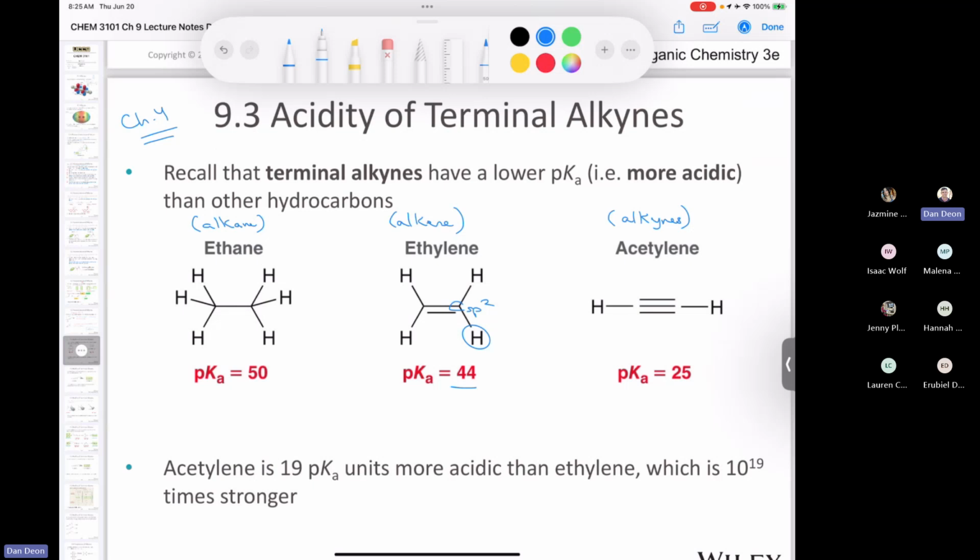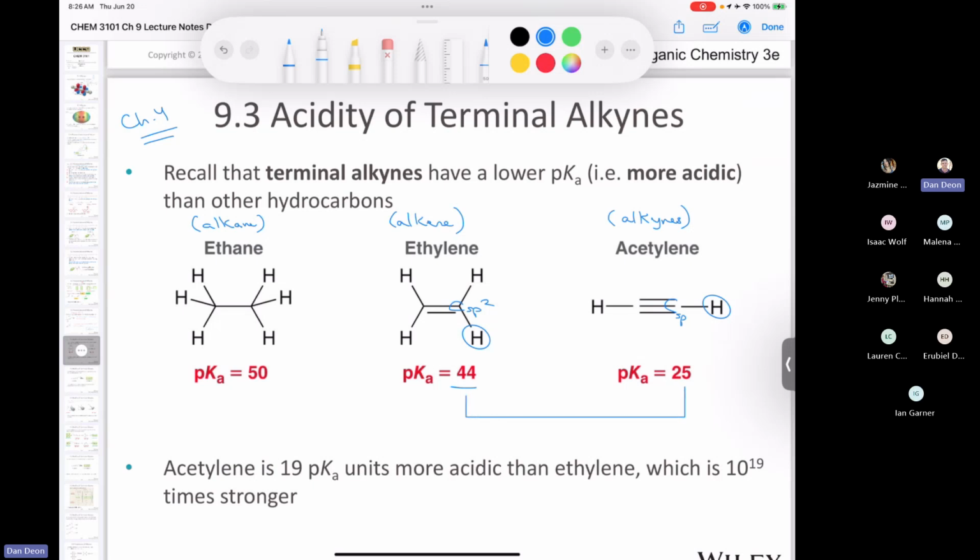And then for acetylene, you notice that it's just way more acidic than an alkane or an alkene, right? Even if you compare it to an alkene, the sp hybridized carbon-hydrogen bond, that hydrogen has a pKa of 25. So that's 10 to the 19 more acidic than ethylene. Is it a strong acid? Well, no, not even close. It's even less acidic than an alcohol. But the bottom line is there's a huge gap between here and here. So the conclusion is that alkynes are much more acidic than an alkene.